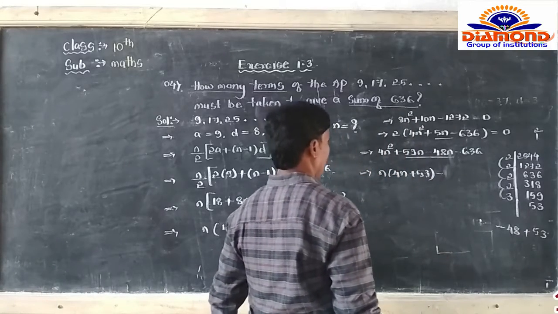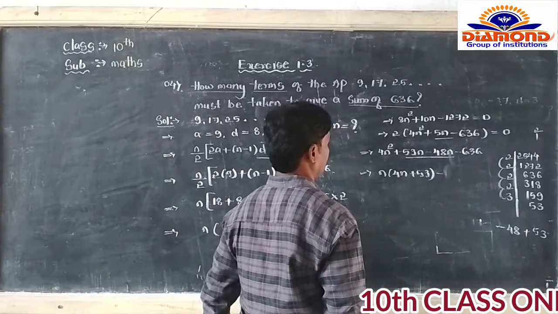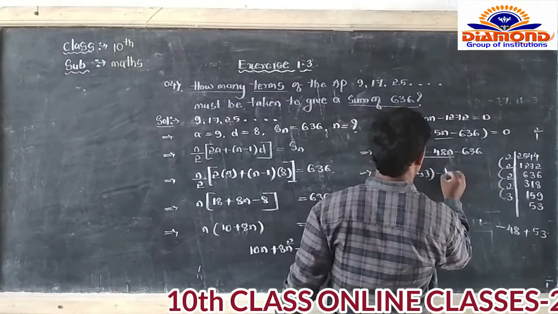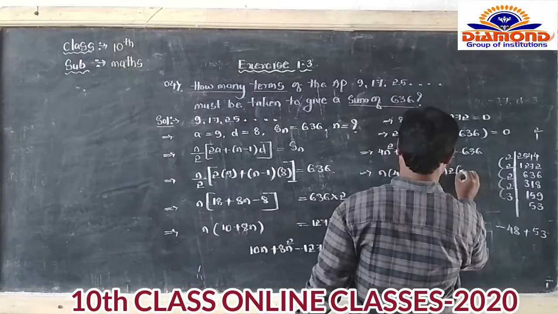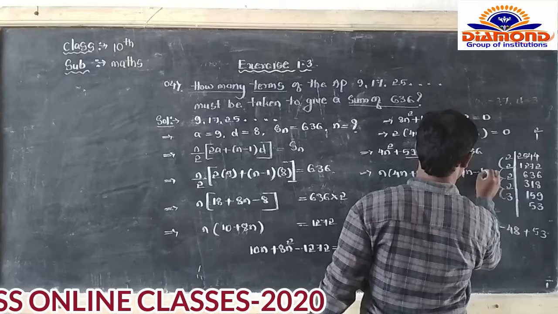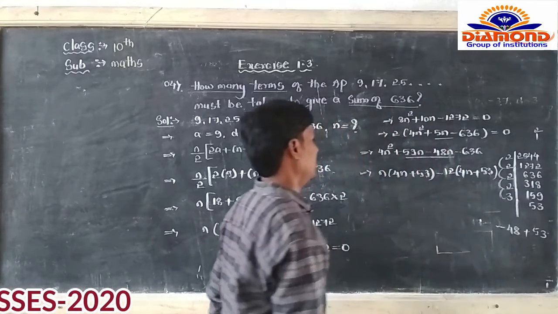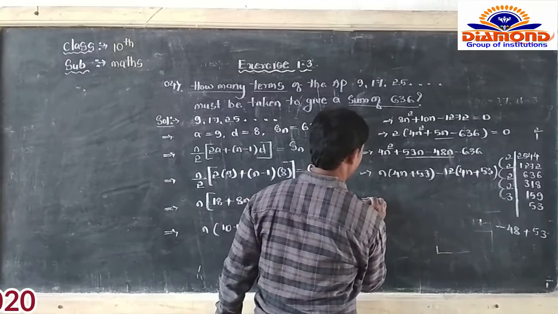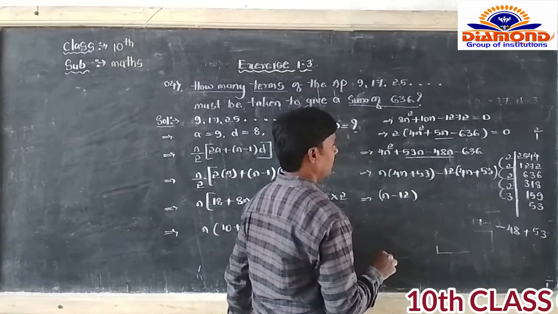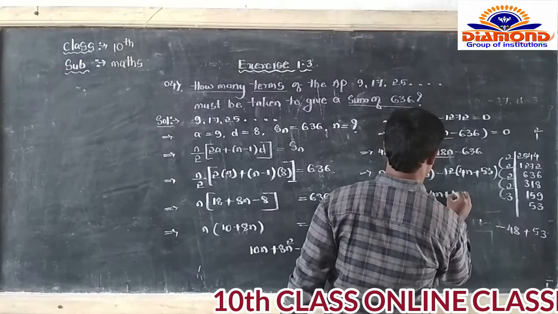12 in the bracket, 12 4s are 48n and minus 12 53s are, here minus is there, minus 12 53s are 636. So next step, here one factor is n minus 12, another one is 4n plus 53.